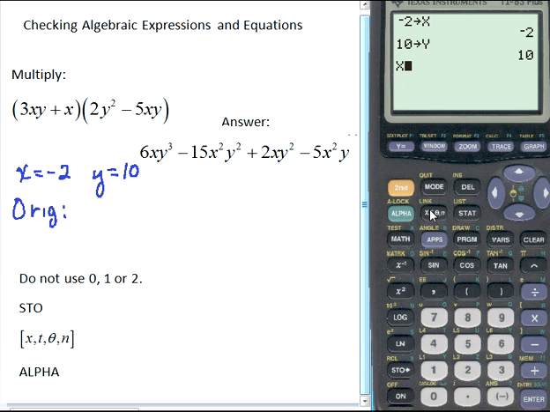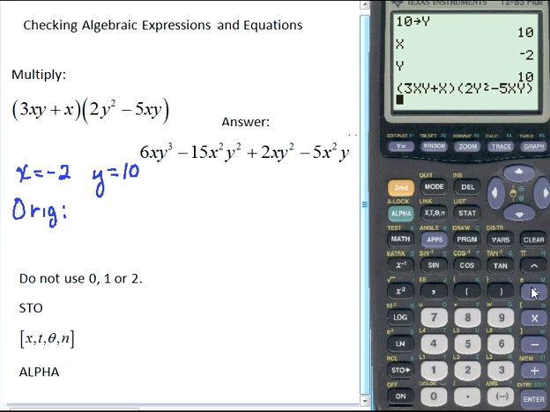Now if I just hit X, it now has a value -2. If I hit alpha 1 for Y, it has a value 10. Right now I want to enter the original, open parentheses, 3xy, alpha 1, plus x. Close parentheses, open another parentheses, 2y, which is alpha 1, squared, minus 5xy, x, and then alpha 1 for y, close parentheses.